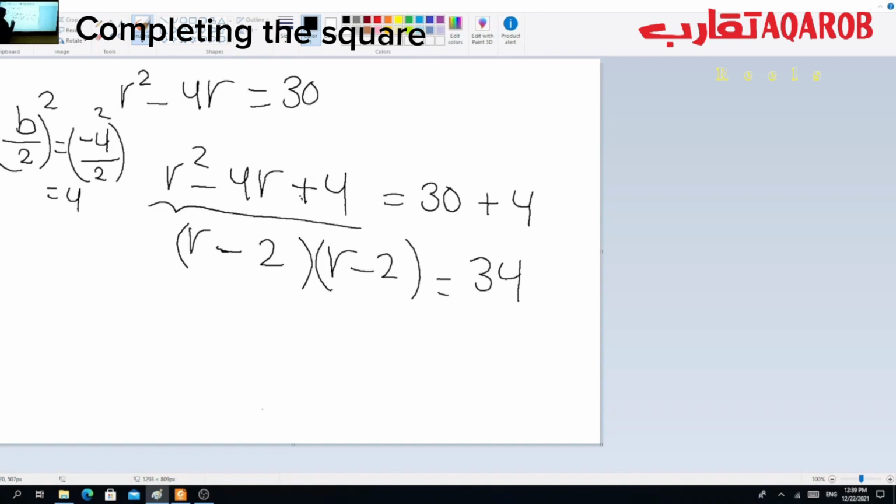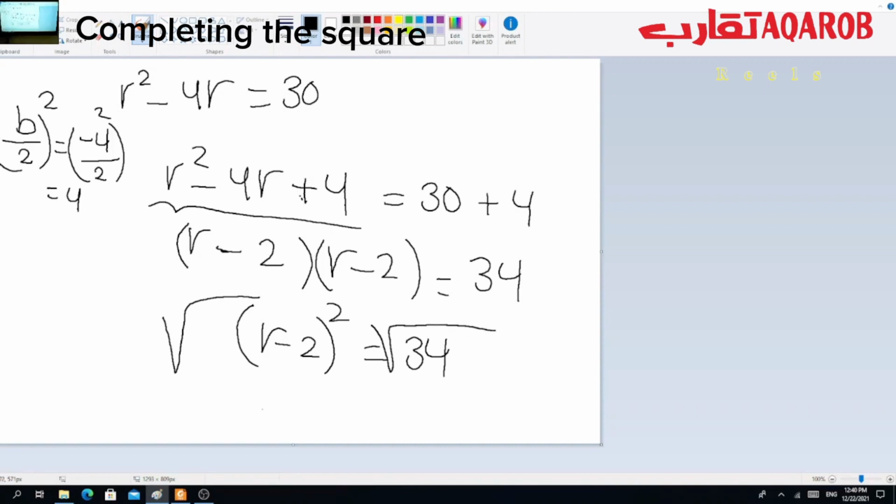Now you can just rewrite them like this, equals 34. Since I have reached the point in which I have a perfect square on one side, I can easily take the square root of both sides. It will be r minus 2 equals square root of 34.